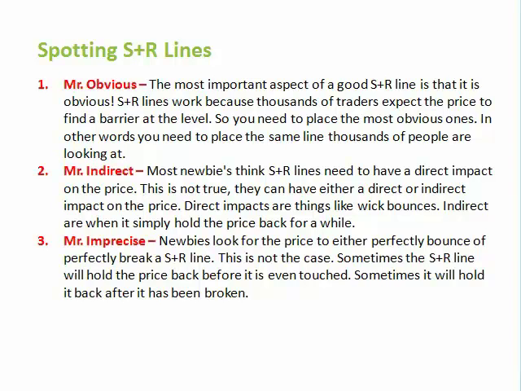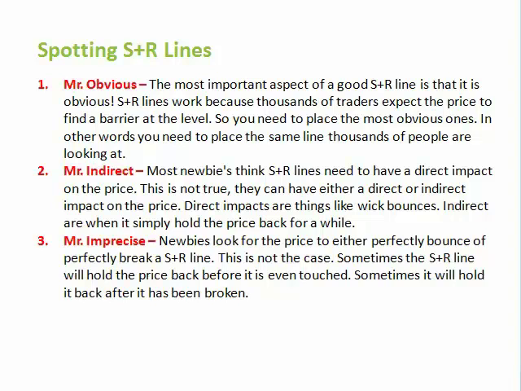The other thing is they are indirect. Most newbies think that support resistance lines need to have a direct impact on the price. This is simply not true. They can have either a direct or indirect impact on the price. Direct impacts are things like wick bounces, which we'll look at next, and indirect impacts are things like holding the price back for a while. So the support resistance line acts as a very temporary barrier to the price. The price approaches it and it kind of holds it away for maybe 1, 2, 3 candles, and then it pushes through. That's an indirect impact.